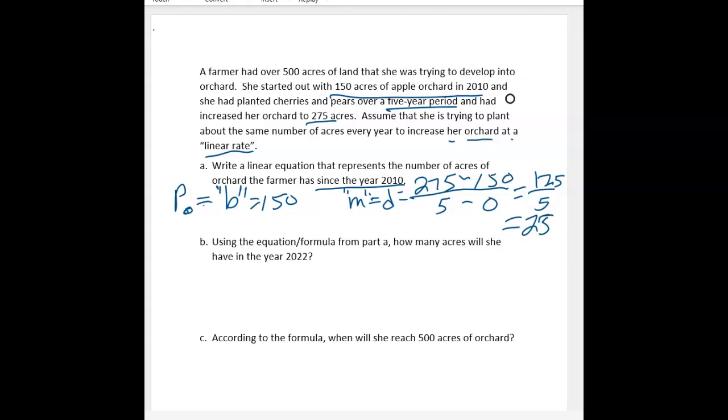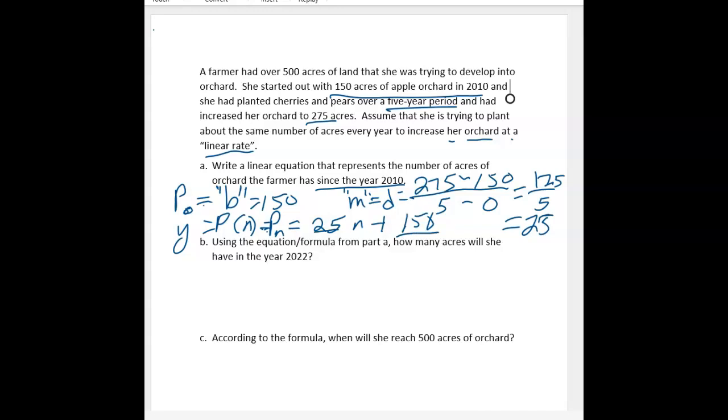So the formula would be, instead of y equals mx plus b, we'll say P of n, or sometimes P sub n. It's basically the same meaning. P sub n or P of n are interchangeable for our purposes. So that's the y value. That is like y, right? So mx plus b, or dn plus P sub 0, would be 25n plus 150. That is, it increased 25 acres per year, starting out at 150 acres.